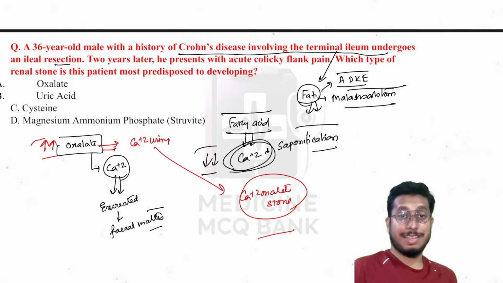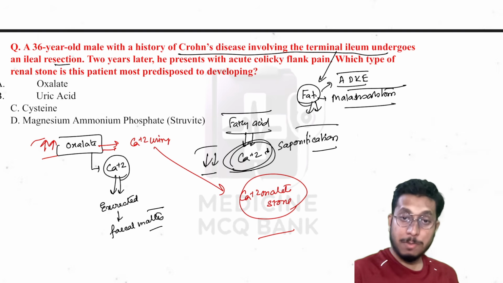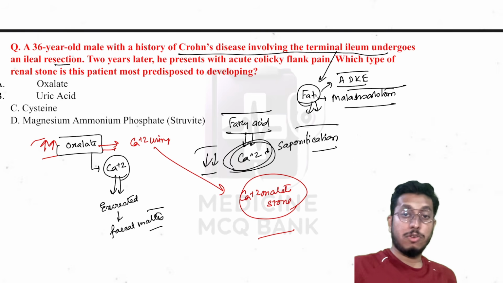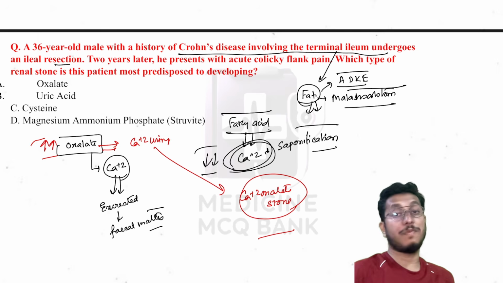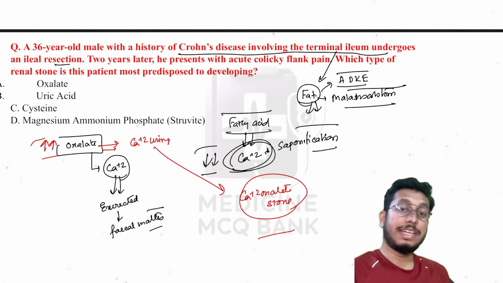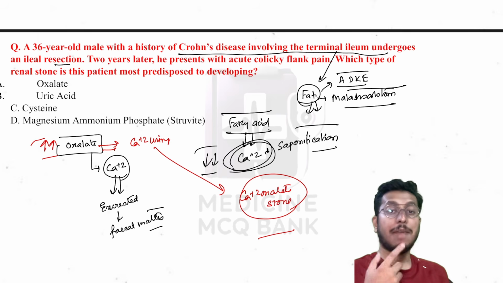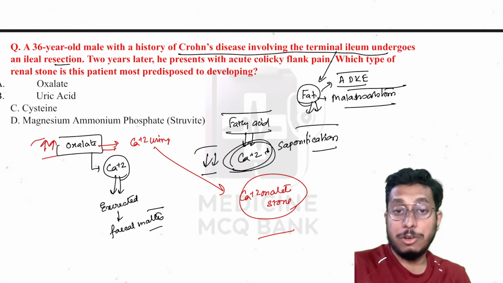Now, in ileal resection, in case of Crohn's disease, there is fat malabsorption. Why? Because there is a depleted bile acid pool. There are obviously chances of deficiency of fat soluble vitamins A, D, K, E as well, and this excess fatty acid now goes to the colon and binds to the calcium, resulting in saponification.